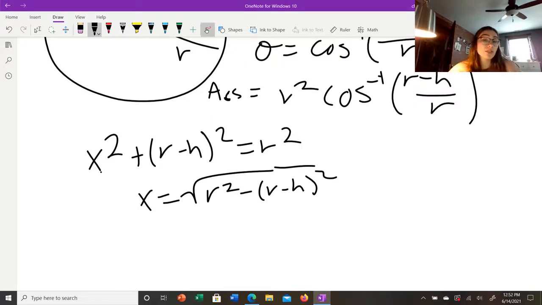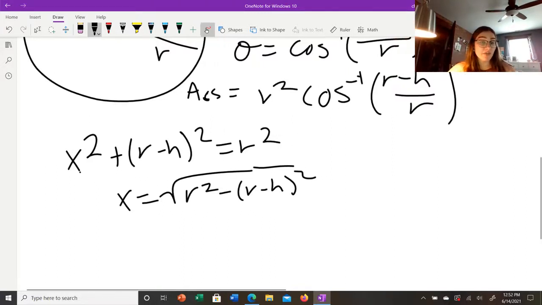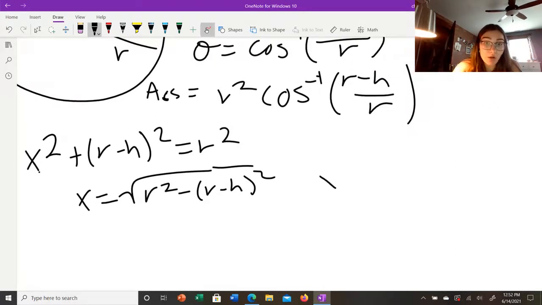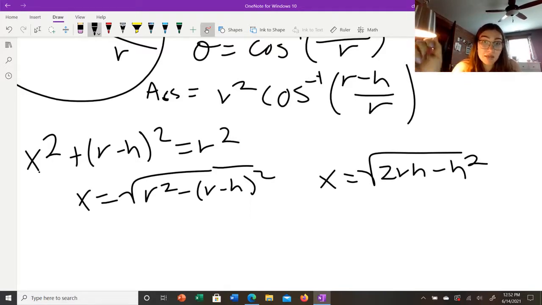So in this next step, I'm just going to factor out the r minus h. I'm going to do the multiplication and then the cancellation all in one step, and it's going to equal x equals the square root of 2rh minus h squared. So this is the base.